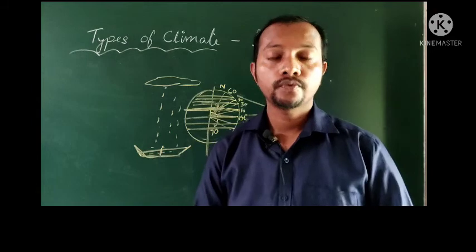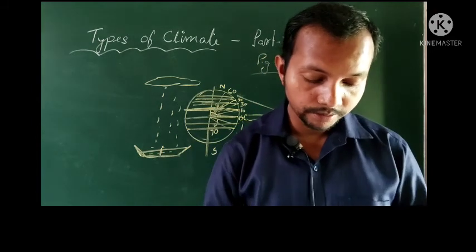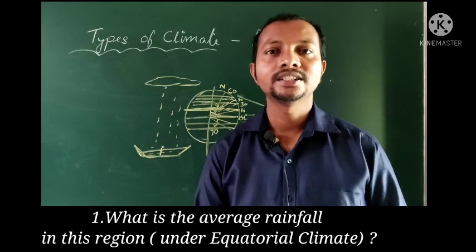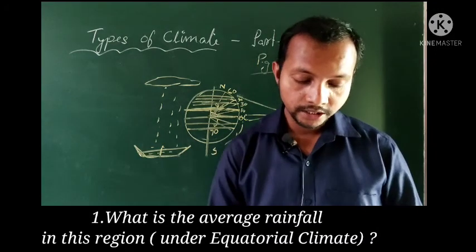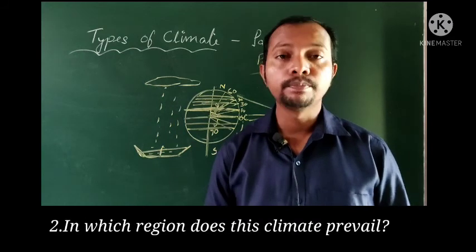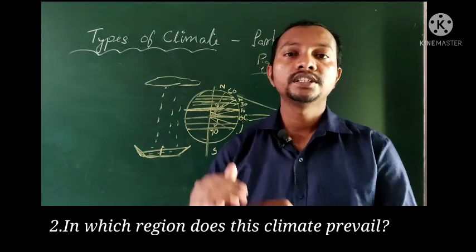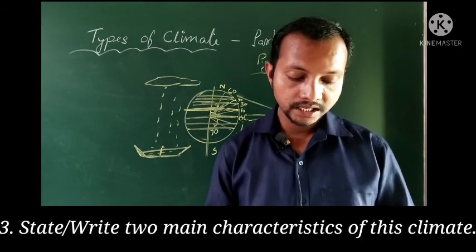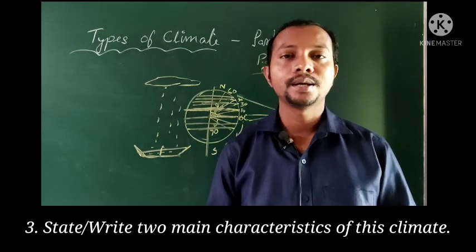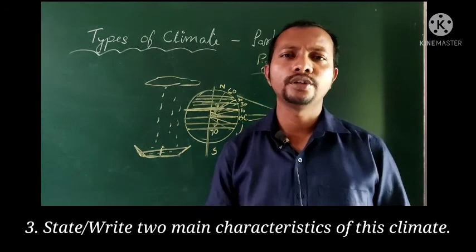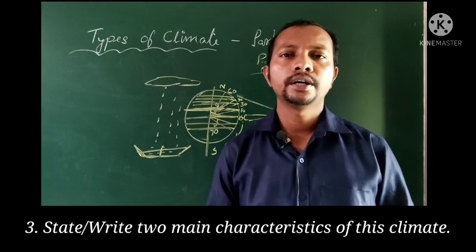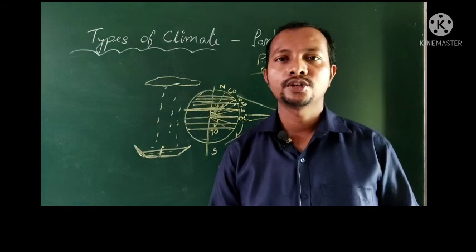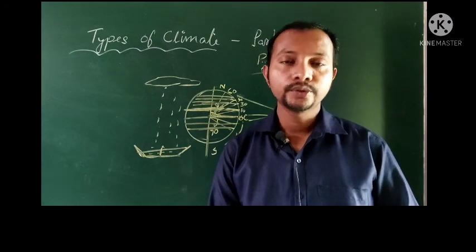Now the questions for the day for you to solve are: what is the average rainfall in this region? Next, in which region does this climate prevail? On a globe, which is the area where this equatorial climate is seen? Next, state two main characteristics of this climate. Everything is taught in this video. If you have not understood, go back and watch the video once again, then you will find all the answers to these questions. So do study, dear friends.